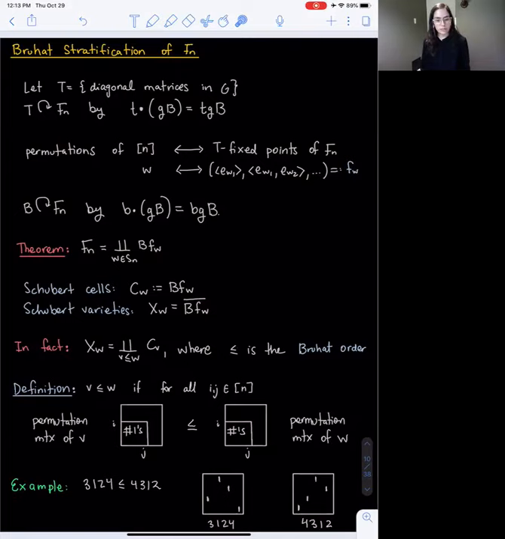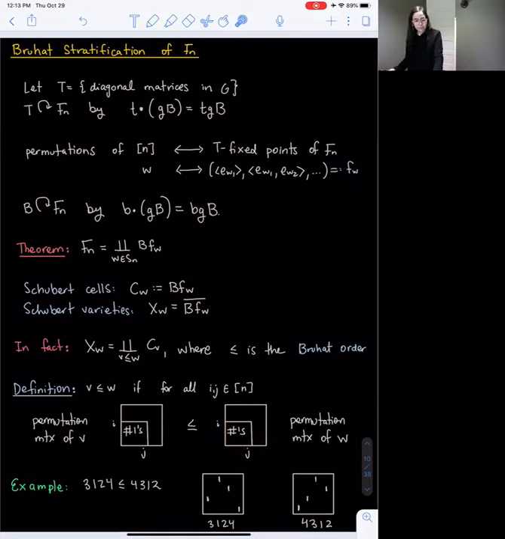I think it's concrete. So we will say that for two permutations, V is less than or equal to W if, for all i, j in N, when you look at the permutation matrix of V and take the bottom left corner and count the number of ones in that permutation matrix, it is less than or equal to the count if you repeat the exact same process with W.